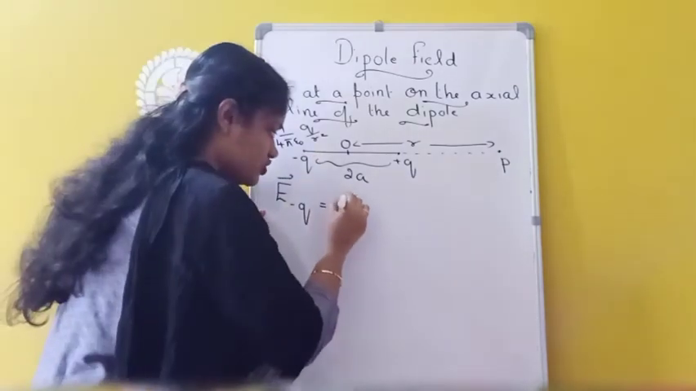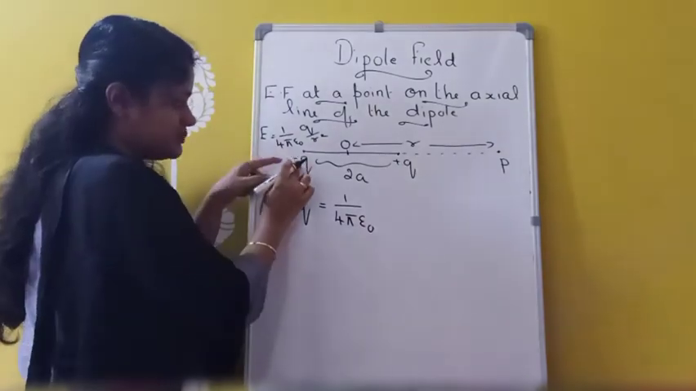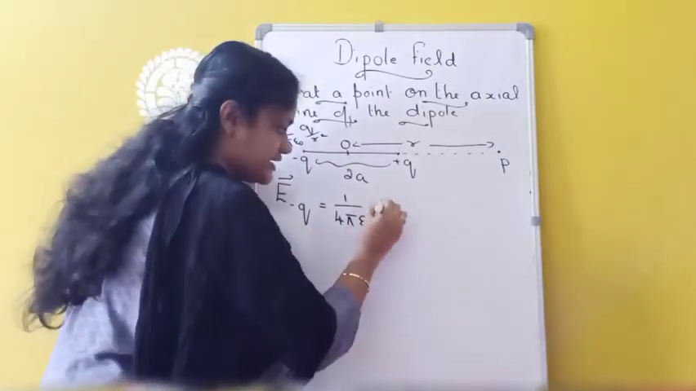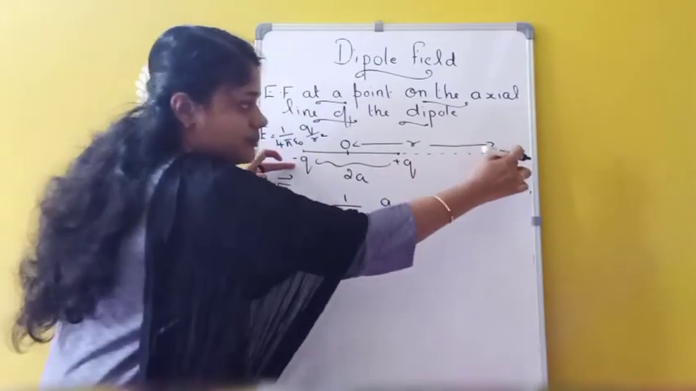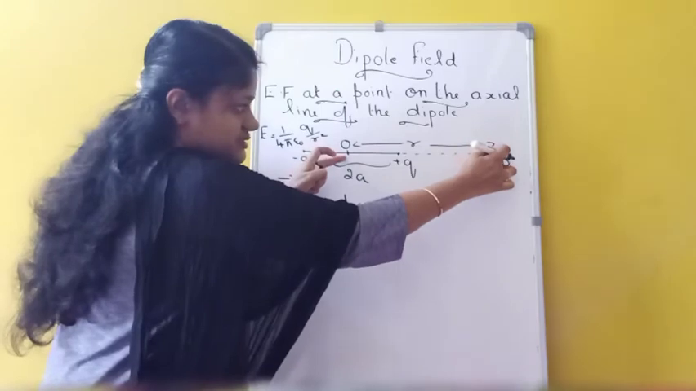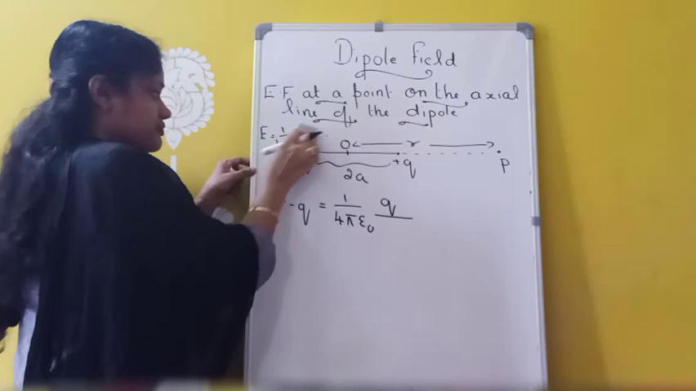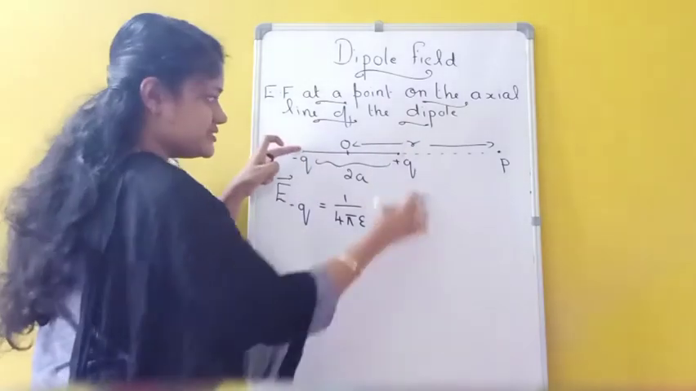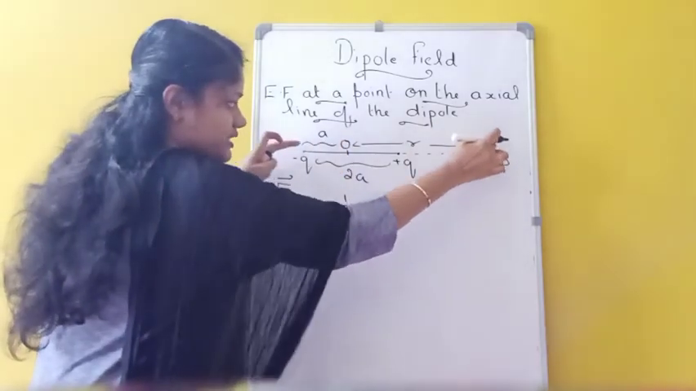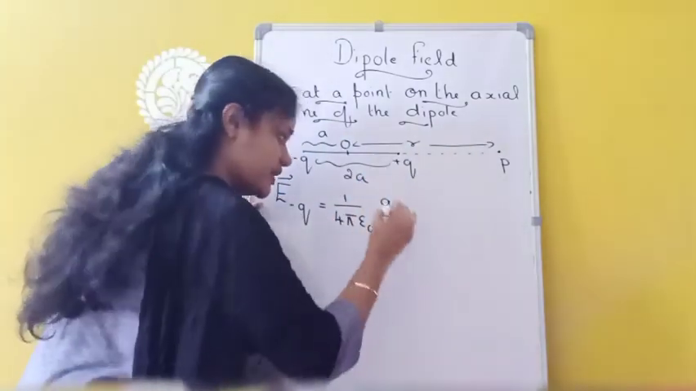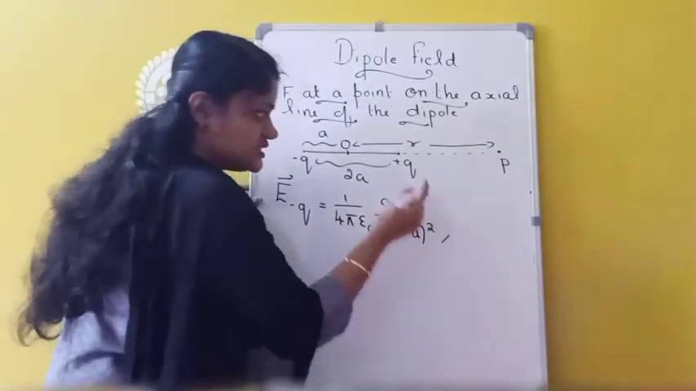So here also I am writing the formula as 1 by 4 pi epsilon 0. What is the magnitude of charge here? q. We are taking only the magnitude q divided by the distance of this minus q charge from point P. We know this much distance is r, and this half distance can be taken as a, because the total distance is 2a. So this total distance now becomes r plus a. So the distance square means r plus a the whole square.